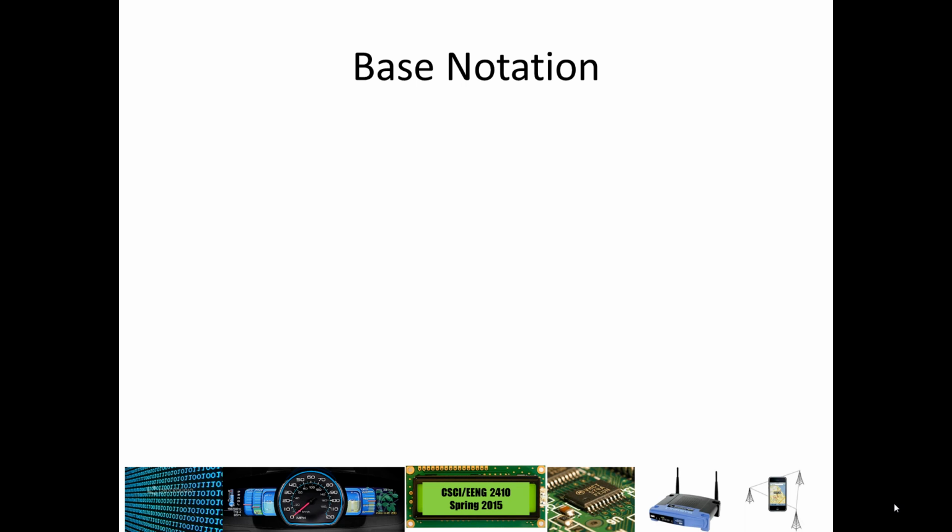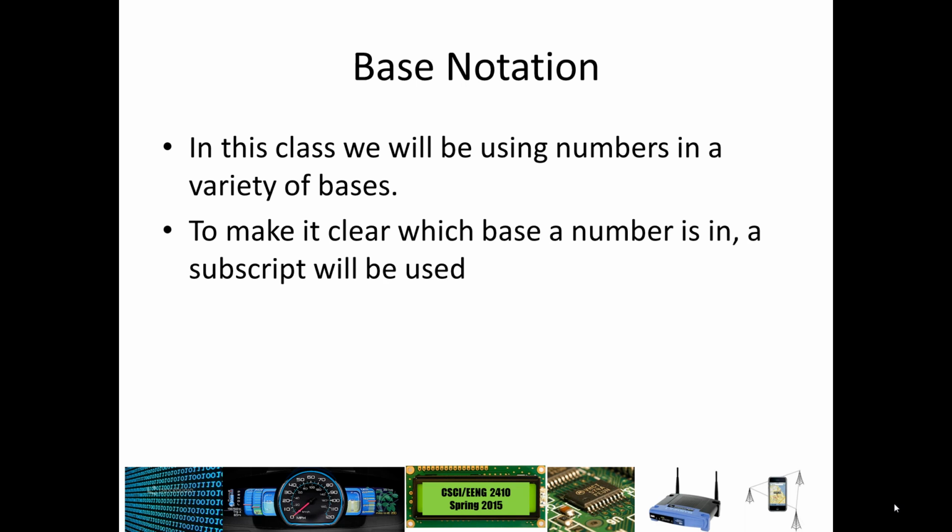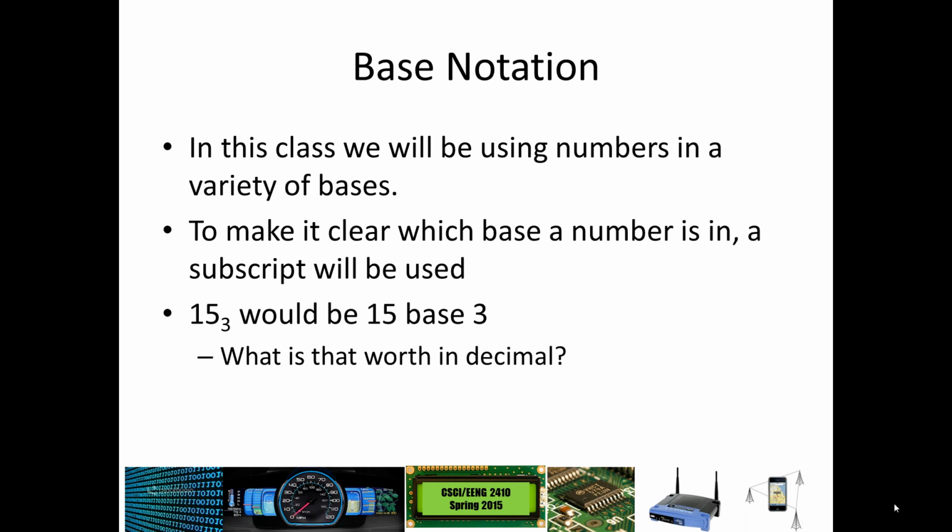So how are we going to notate bases? Because we're going to use a variety of bases in this class, and it may not be entirely clear as to which base we're talking about, we're going to be using a subscript so that you know that we're talking about a specific base. So for example, if we had 15 with this little subscript 3, that would indicate that 15 were in base 3. Now, what would that be worth in decimal? That's right. So the 1 would be worth a 3 to the 1, or 3, and then that 5 would be in your 3 to the 0 place. So you would have 3 plus 5, that would be worth 8 in base 10.